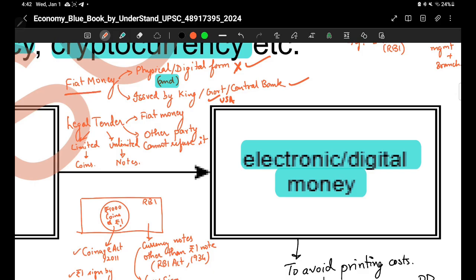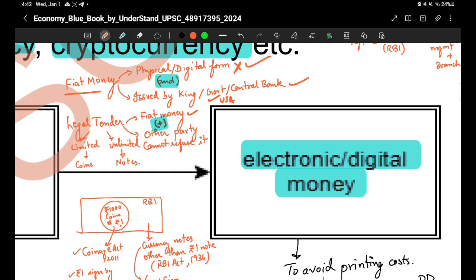Then what is legal tender? Legal tender means, first condition, it has to be a fiat money, and here also it is an 'and': the other party cannot refuse it. He cannot deny taking it. For example, a 5 rupee coin, it is a fiat money. Now if you go to the shopkeeper and ask him for some commodity, the shopkeeper cannot refuse your 5 rupee coin. So it is legally valid in India. So it is a legal tender.